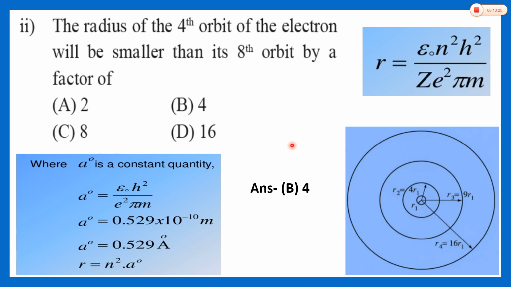Thus you can solve the different objectives by using the same formula, R is equal to epsilon 0 n square h square upon z e square pi m, and by using the second formula, that is R is equal to n square into a to the power 0, or R is directly proportional to n square and inversely proportional to z, that is the atomic number. Thus in this video we have discussed about how to find the radius of Bohr orbit and how to find the radii of the different orbits. In the next lecture, we will discuss about how to calculate or how to find the equation for energy of the electron in the different orbits.